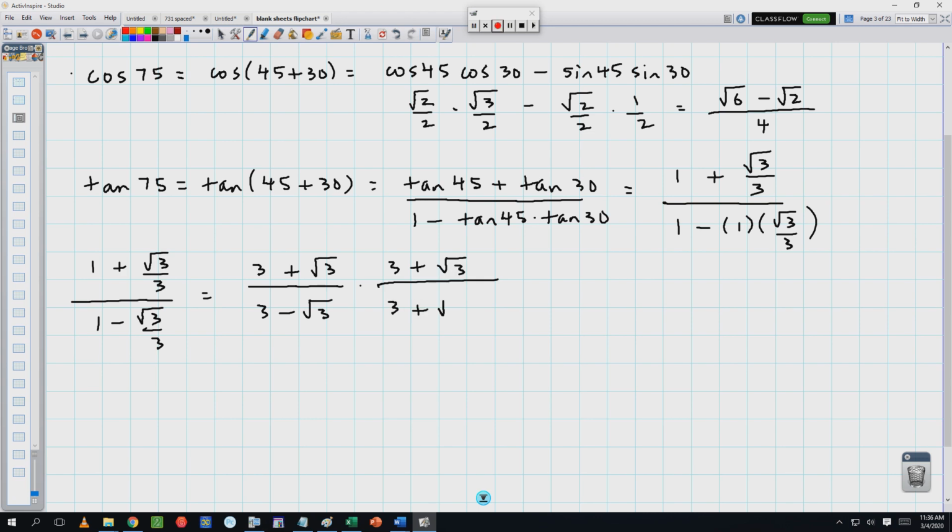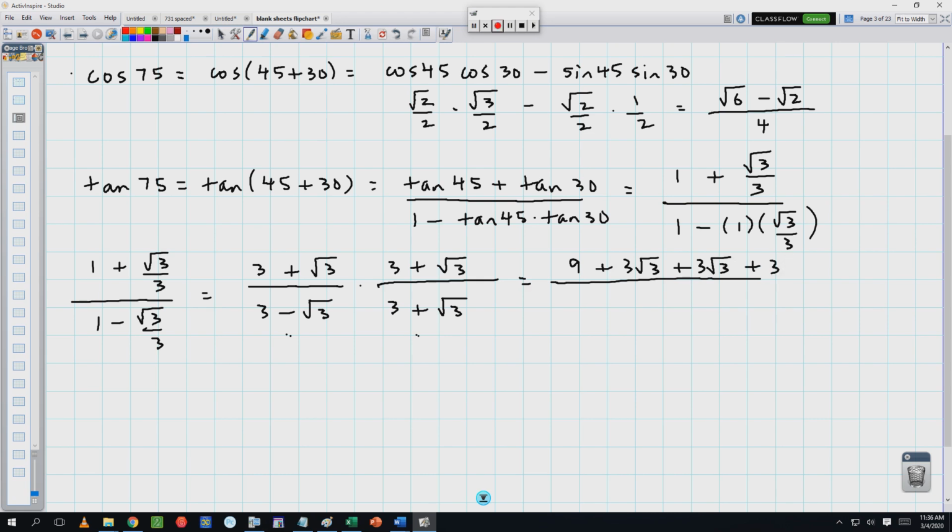Just a quinky-dinky, that is the top. That's not what's supposed to happen. It's the conjugate of the bottom. Same terms, different signs here. Up on top, I'm going to FOIL. 3 times 3, 3 times the radical 3. The radical 3 times the 3, the radical 3 times the 3.